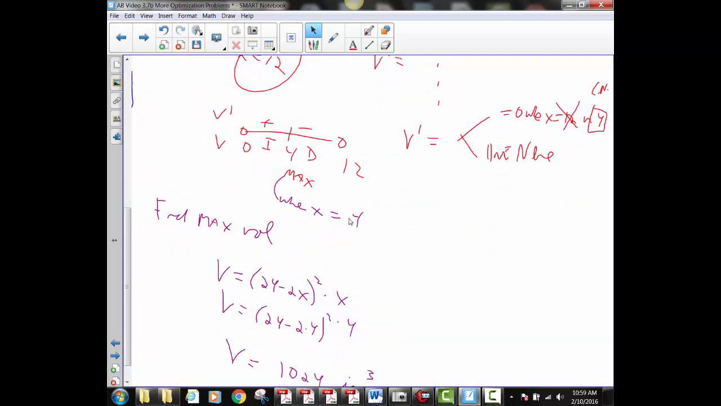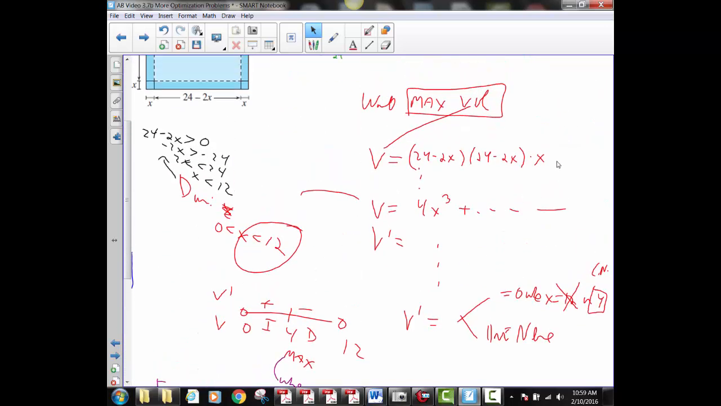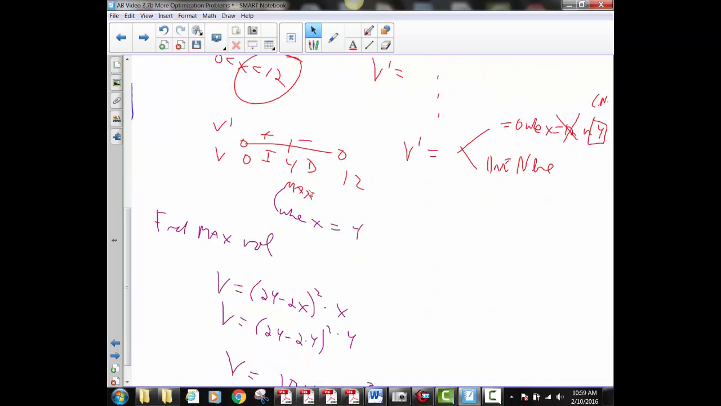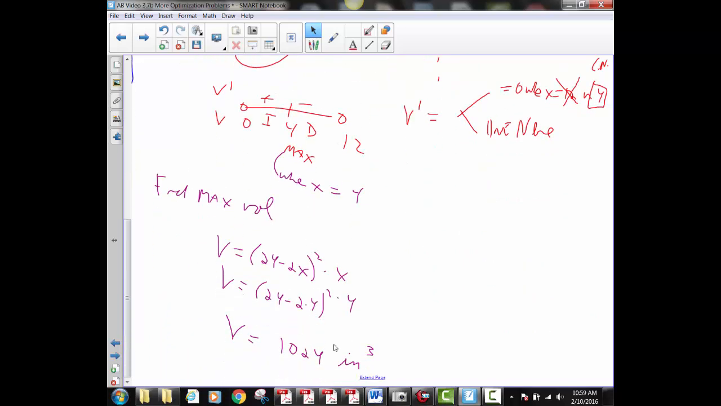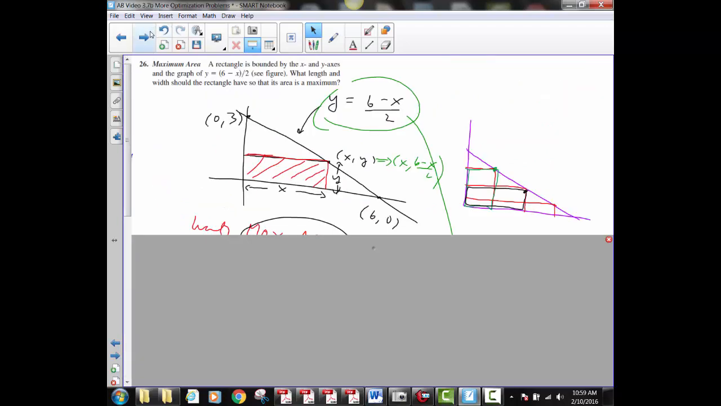So we know what happens when x is 4. We go back to our equation for the volume in terms of x. We replace x by 4. And don't forget the answer will be in cubic inches because it's a volume.